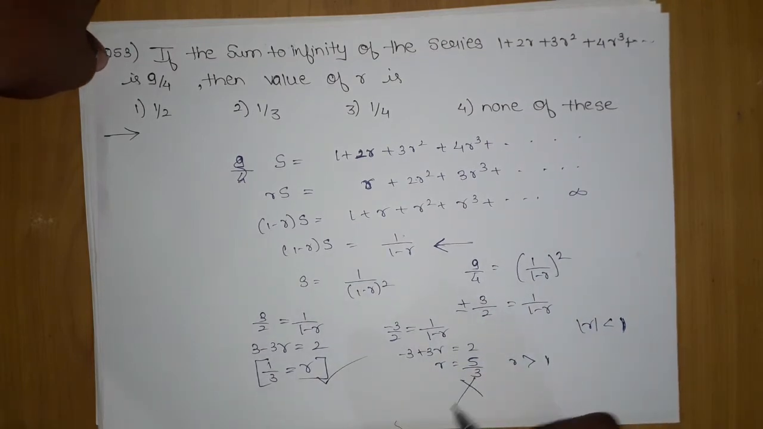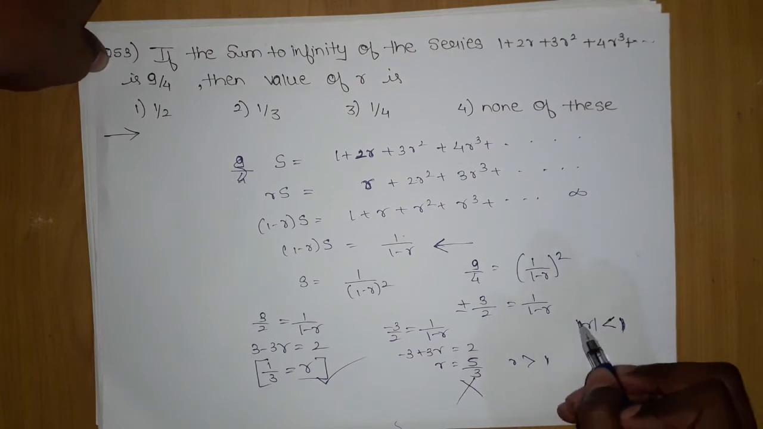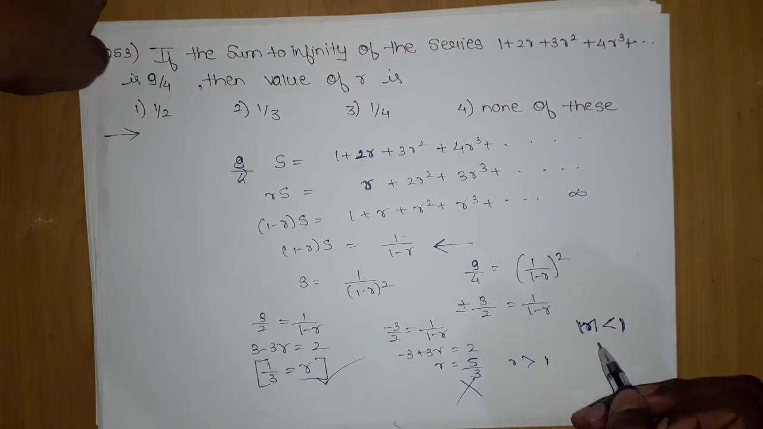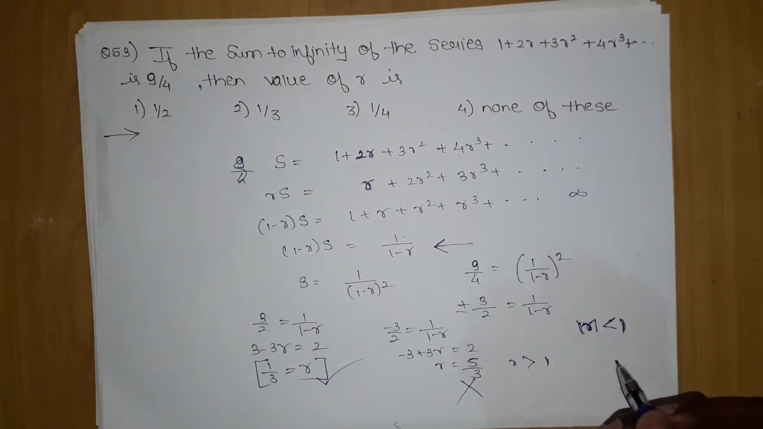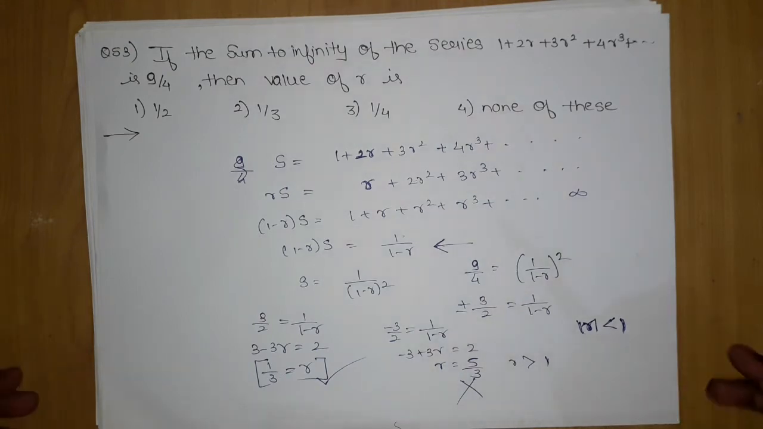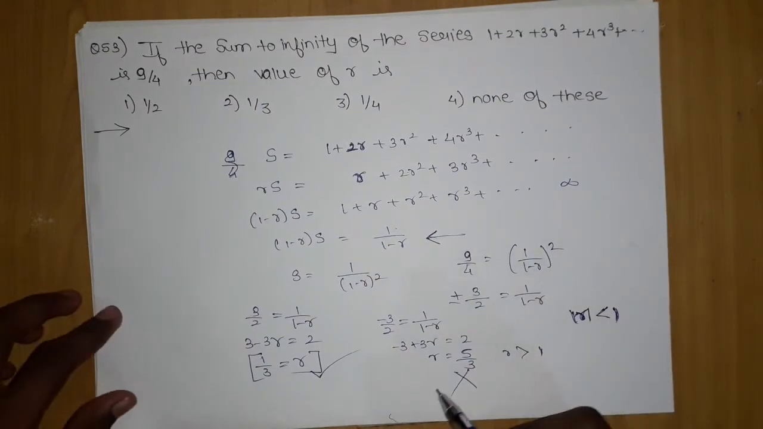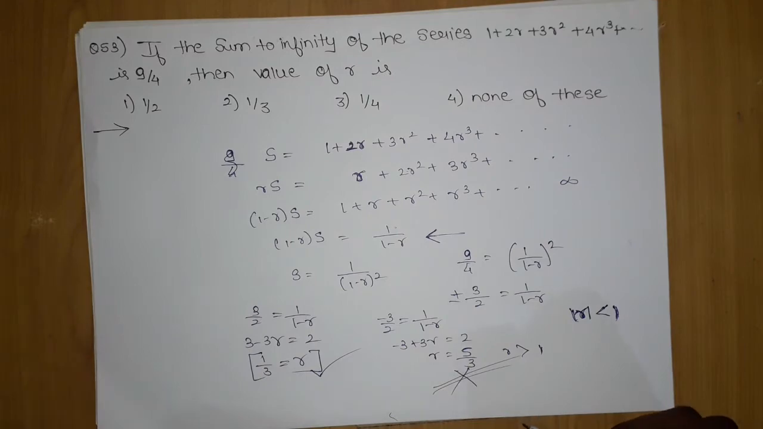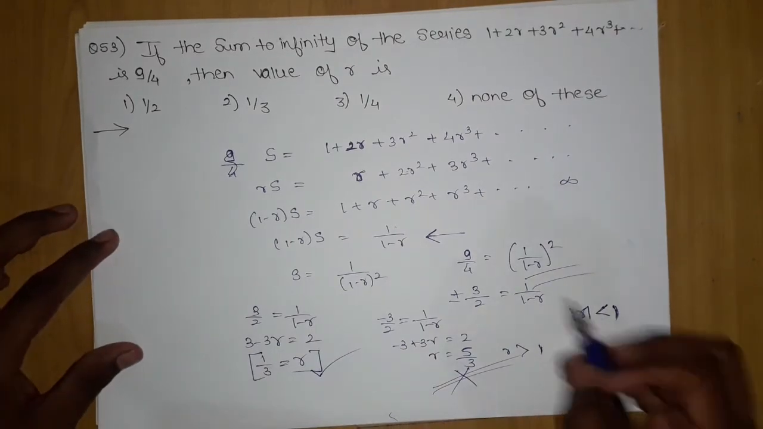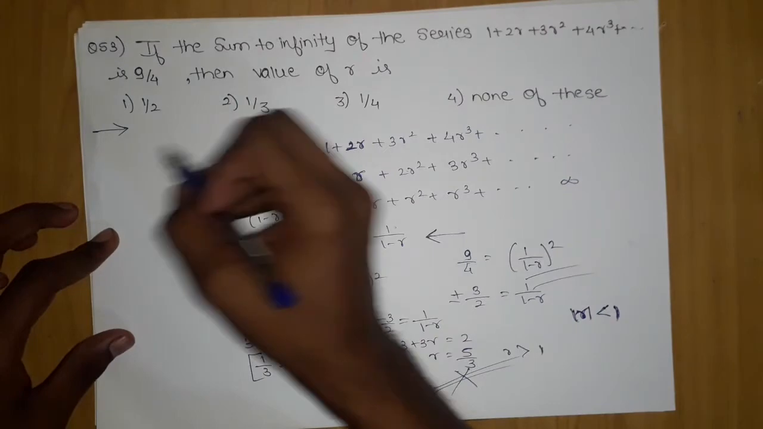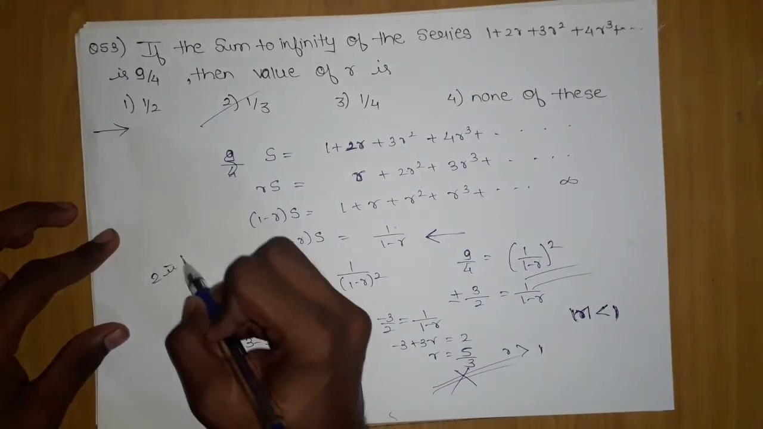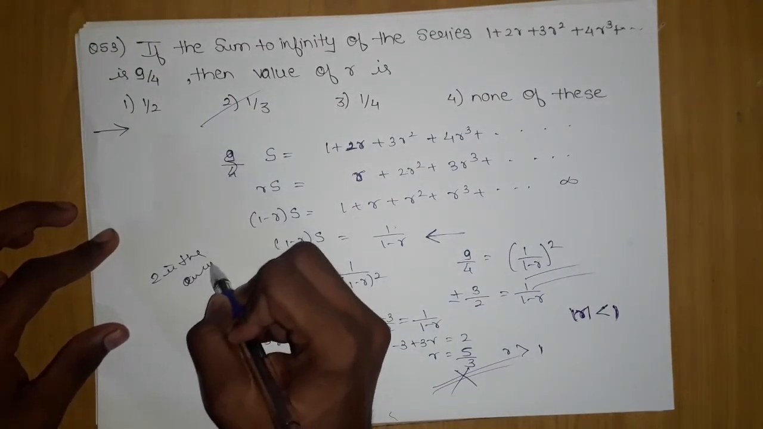This condition of mod r looked very pathetic when we were studying the sum of an infinite GP, but now you can see it is of great importance. It comes in use always. We get two values after solving quadratics or questions like these. Now 1 by 3, option 2, is the answer. Okay, now let's move on.